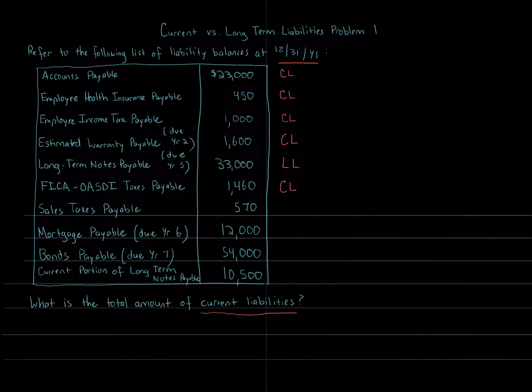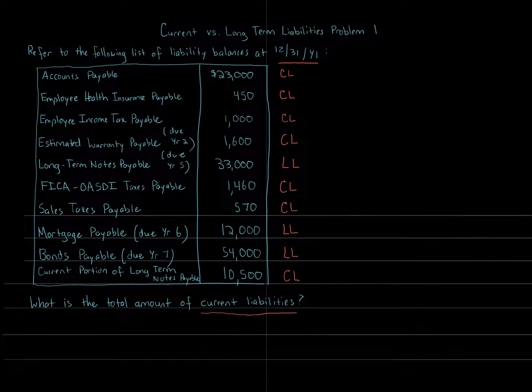Next, sales tax payable is a current liability. Mortgage payable due in year 6 is a long-term liability. Bonds payable due in year 7 is a long-term liability. And then the current portion of long-term notes payable is a current liability. Before we conclude, I wanted to note the long-term notes payable due in year 5, $33,000, and the current portion of long-term notes payable, $10,500. Again, it has to be broken up that way. You could be given one line item that says a portion of it is due in 1 year and the rest is due after that. You could be broken up that way as well.